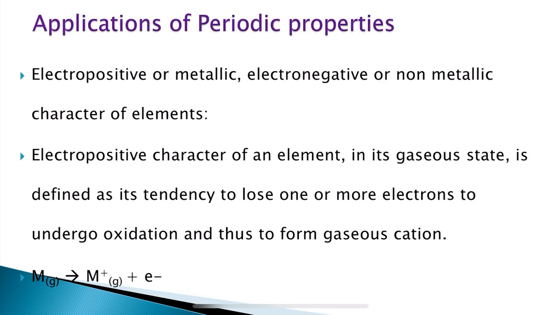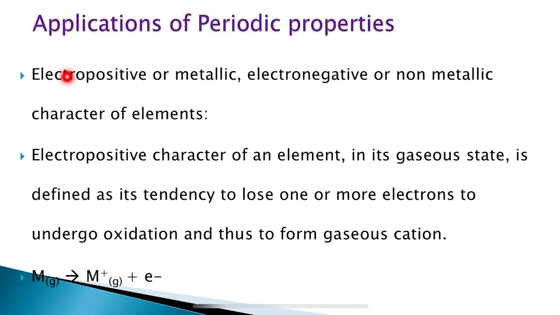Now, in these applications of periodic properties, we are mainly concentrating on the electropositive or metallic character and the electronegative or non-metallic character of elements. We will see how the trend appears in the periodic table, how the reappearance at regular intervals shows the electropositive nature of various elements, and how the electronegative or non-metallic character of various elements can be understood.